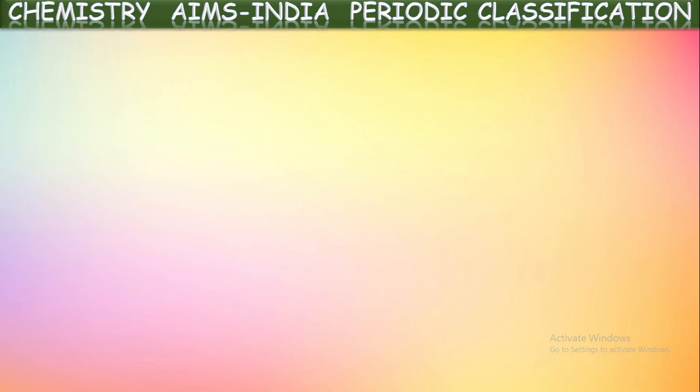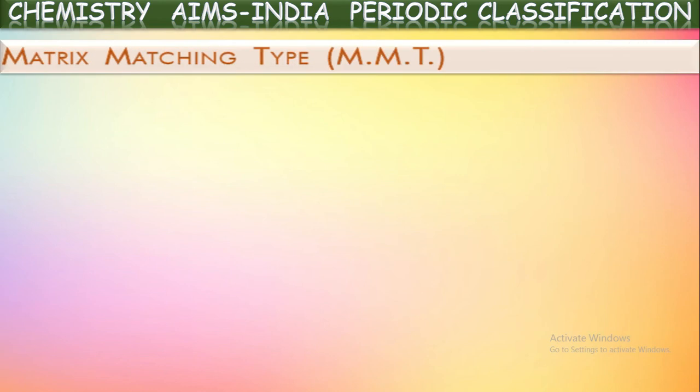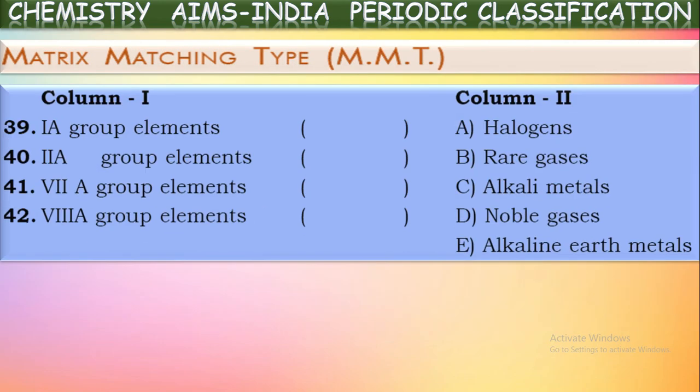Okay. Next, see the matrix matching type question. In column 1 here, they have given a certain group of elements and their special names are given in column 2. Try to match these two. See first one, alkali metal. So 1A group elements are commonly called alkali metals, isn't it? Next, second A group elements are called alkaline earth metals.